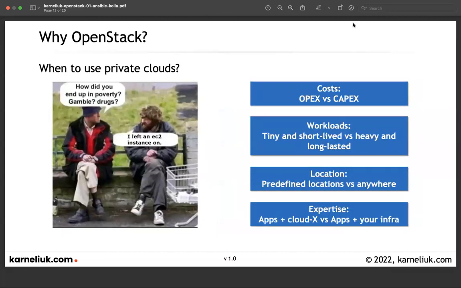The very first thing is following a joke that I recently saw on LinkedIn. How did you end up in poverty, my friend? Gambling? Drugs? No, I just left an EC2 instance. EC2 is the name of the compute instance in AWS. So the reality is that the promise of the public cloud is that it is cheap and on demand. You are really paying only for the time you use a service, and the prices could be very, very low, like 0.01 US dollars per hour of application running, or 0.1 US dollars while the application is running.